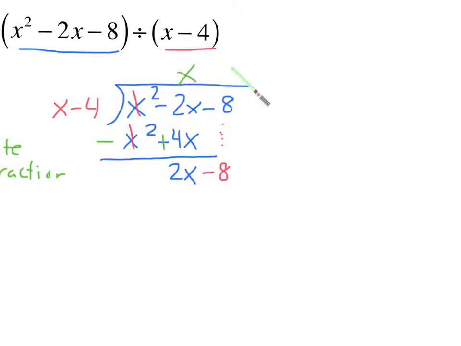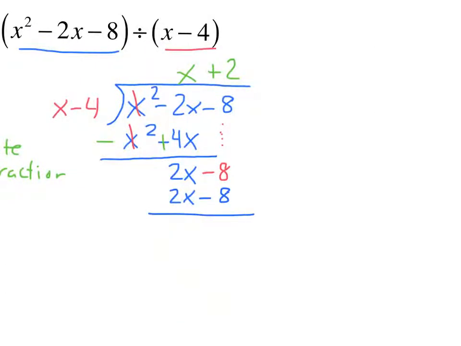What number or letter, or both, multiplies this x to give me this 2x? And it's simply a 2. It's a positive 2, so I put a plus. Now distribute this positive 2. 2 times x is 2x. And 2 times negative 4 is negative 8.